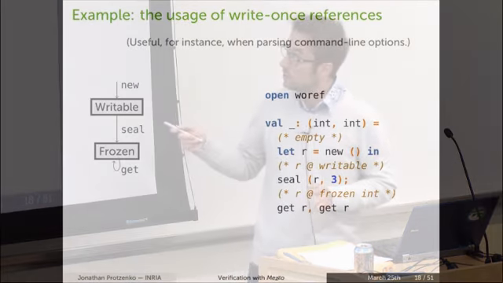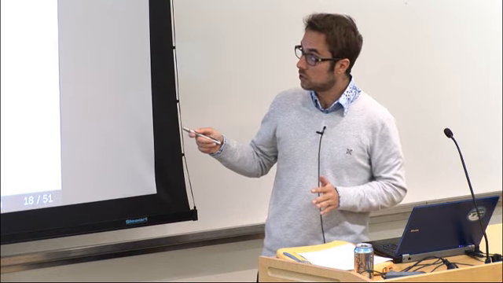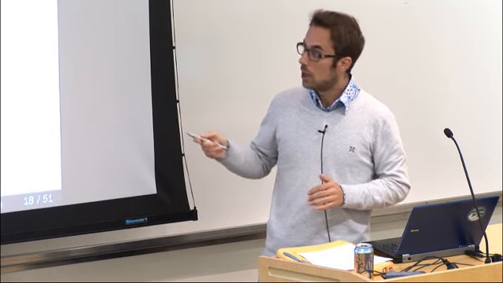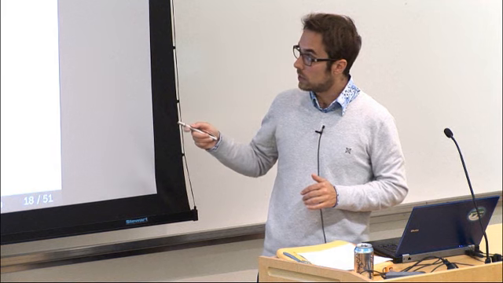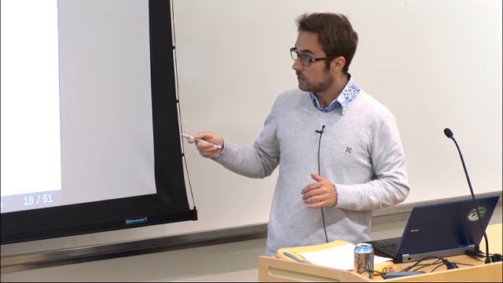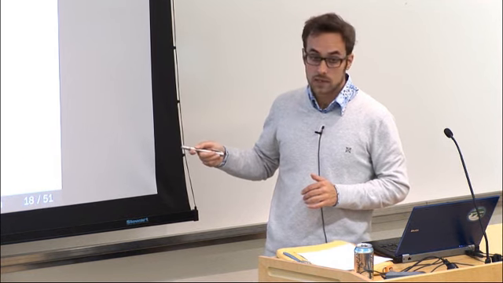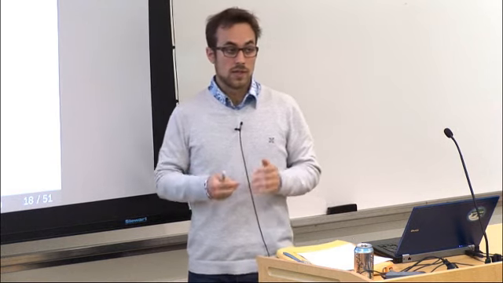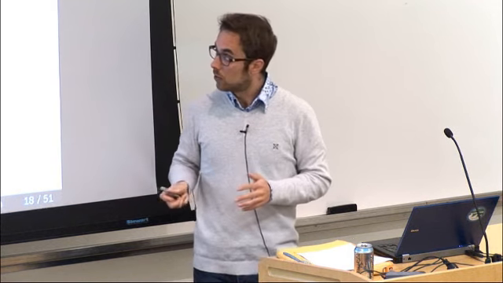So here's some code that does that in Mezzo. It constructs a value which is unnamed, and which is a pair of integers by allocating a new write once reference, sealing it, and calling get twice. So how do we reason type system-wise about that example?